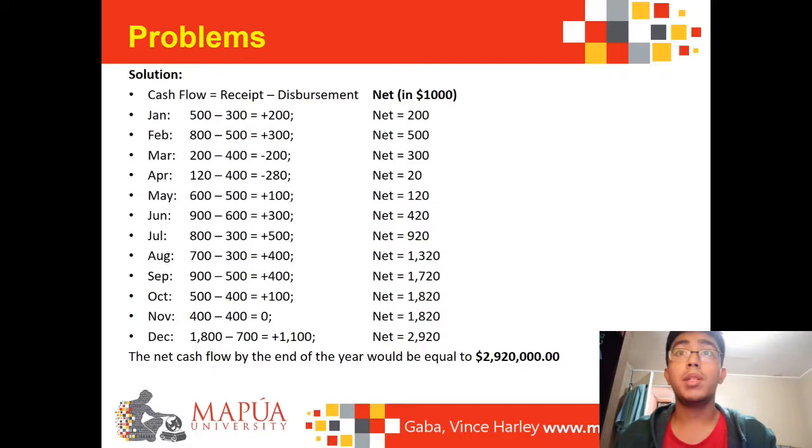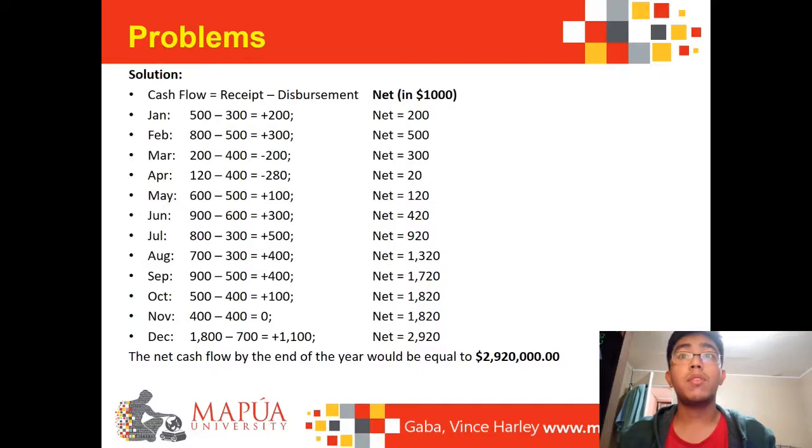For June, it will be 900 minus 600, which will be equivalent to a positive 300 cash flow, which will be equivalent to a net cash flow of 420. For July, it will be 800 minus 300, which will be equivalent to a positive 500 monthly cash flow, which will be equivalent to a net cash flow of 920.